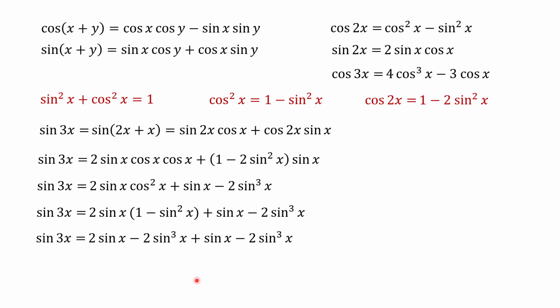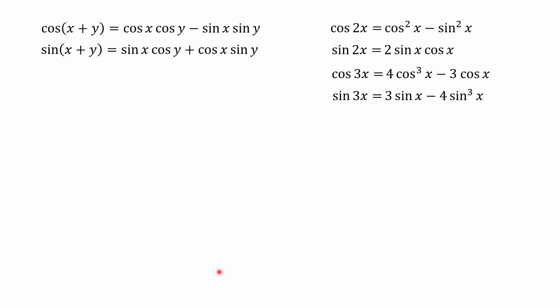And now again we're counting the similar terms. 2 sine and 1 sine is 3 sines. Then minus 2 sine cubed. And one more time minus 2 sine cubed is minus 4 times sine cubed. And that's our final formula. So, let's again look at these formulas. We have 2 formulas for double angle, cosine and sine of 2x, and for triple angle, cosine and sine of 3x.